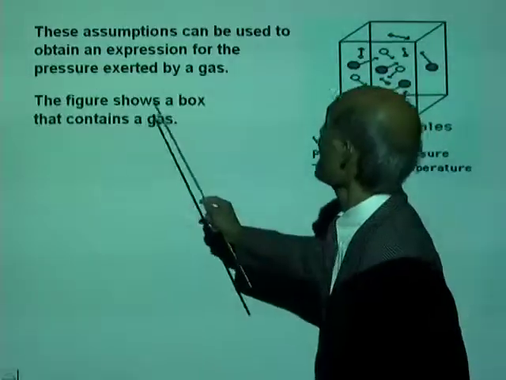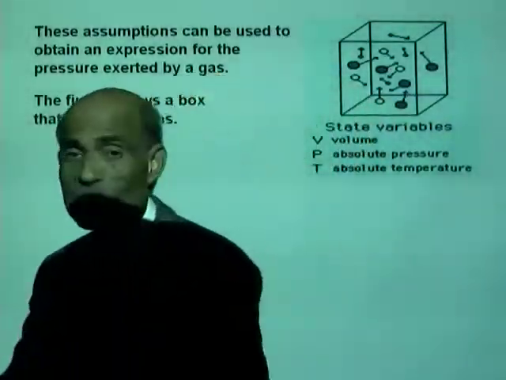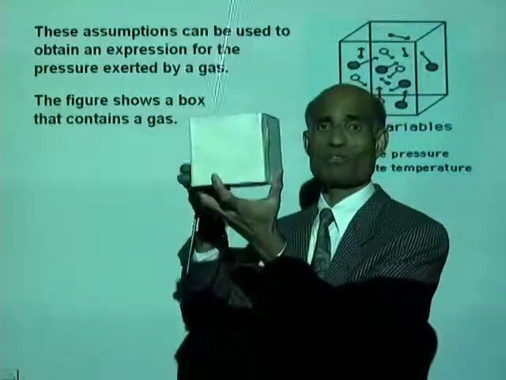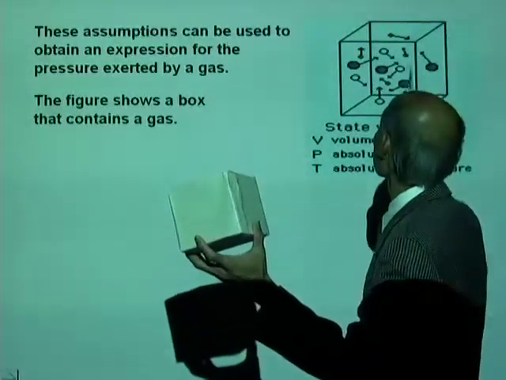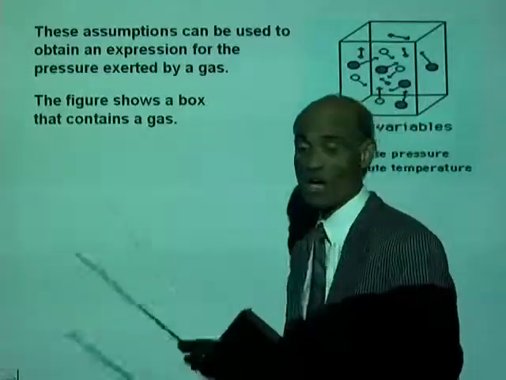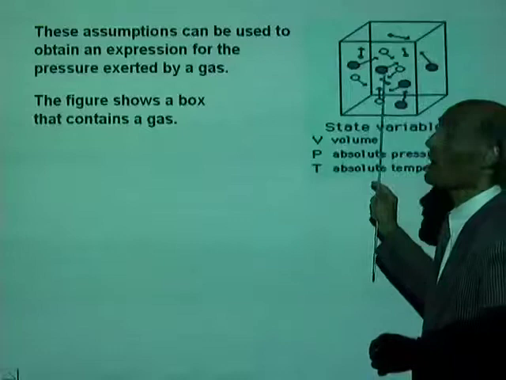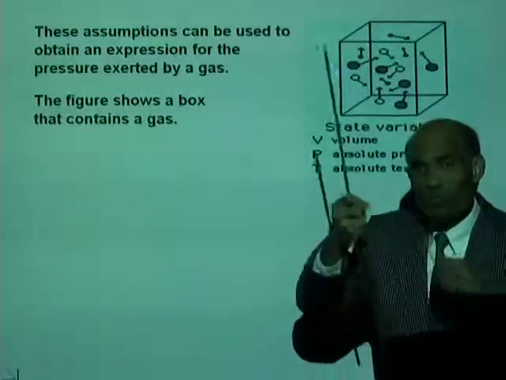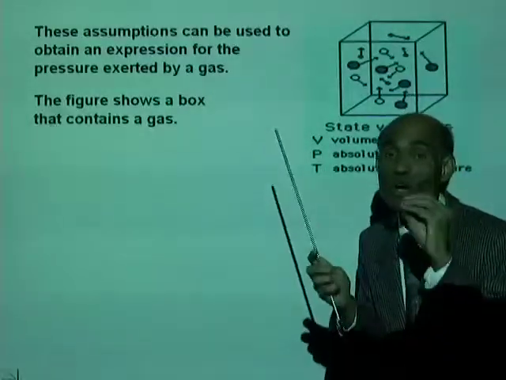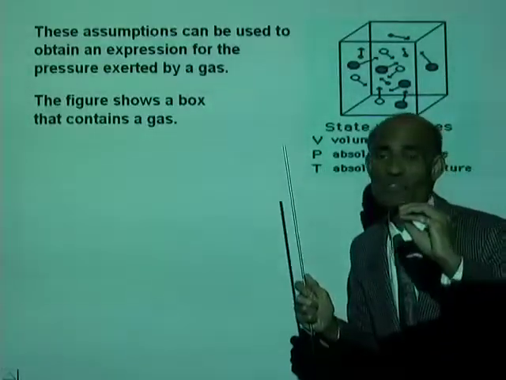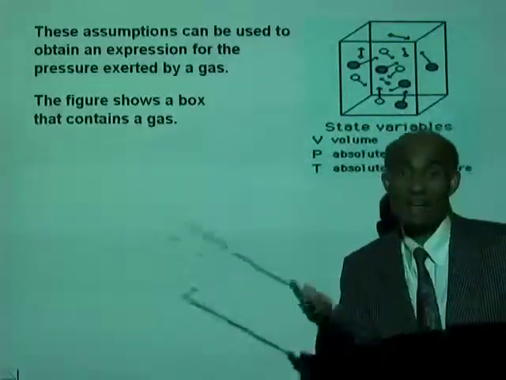All right? Now, the figure shows a box containing a gas. This is the kind of box that we have, and this is the area A, and it contains a large number of molecules. And you must understand that the molecules are all moving at random. So there is no way you can look at a molecule and say, this is going in the X direction. No, the speeds are distributed randomly.